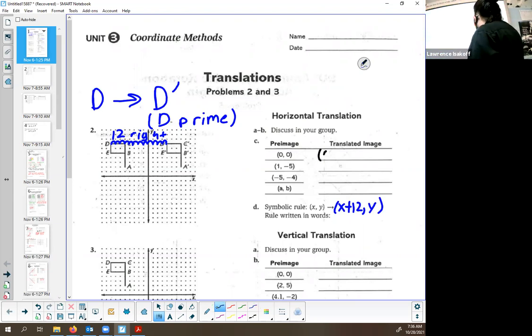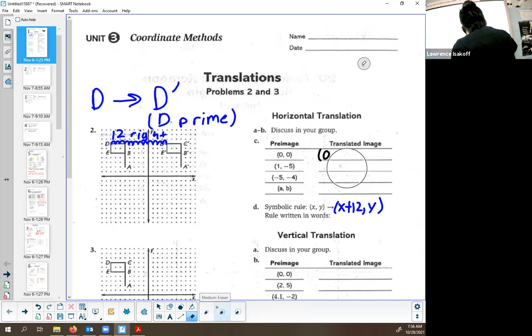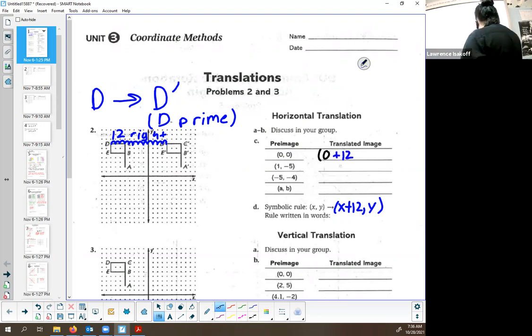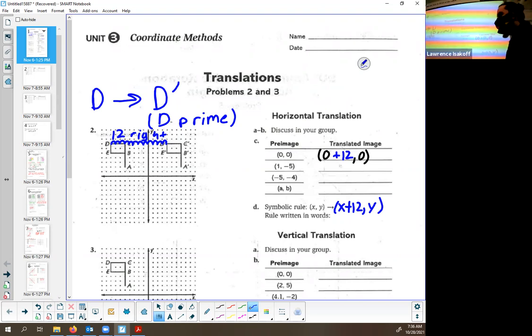I'm going to add this extra step in here. Starting with 0 plus 12, comma 0. What's 0 plus 12? That gives me the new point 12, comma 0. Notice the Y value did not change in moving this left and right.